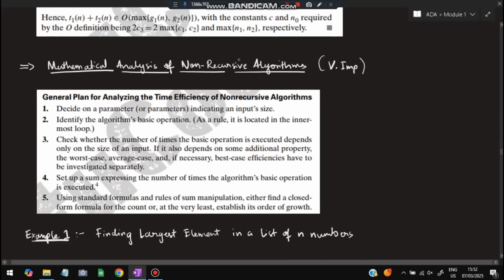Next topic. Mathematical analysis. Here two things are there. First is for non-recursive, second is for recursive. Both are very important. They can directly ask you the steps. What all questions can be asked in the exam? Either they can ask you non-recursive or they can ask you recursive. For both, you need to know the mathematical analysis.